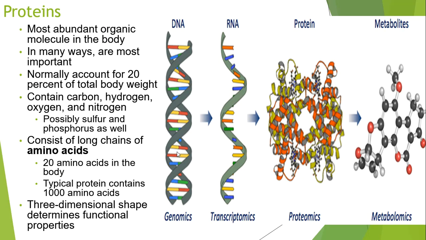Proteins are the most abundant molecule in the human body, are very, very important, and account for about 20% of the total body weight. The monomer of the protein is the amino acid. There are about 20 amino acids in the body, and several of them, I believe the number is 7, though I could be wrong on that, are the fundamental amino acids. If you move into biochemistry and things like that, you'll have to memorize all of those, so be prepared for that.